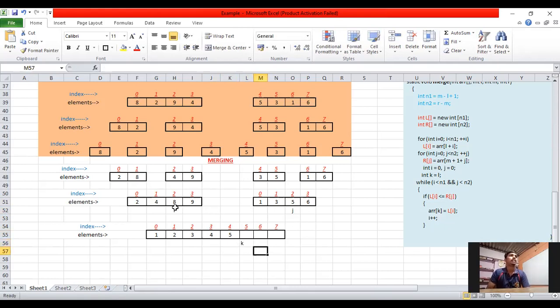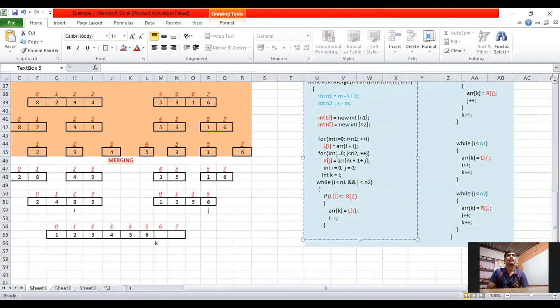Then 6 is less than the ith element of the left hand side. So 6 is placed, and k plus plus. Now also j plus plus. Now the elements of the right hand side sublist are over, so this condition was false.